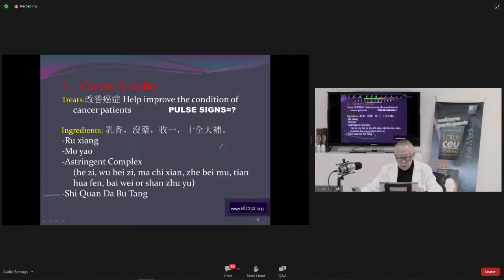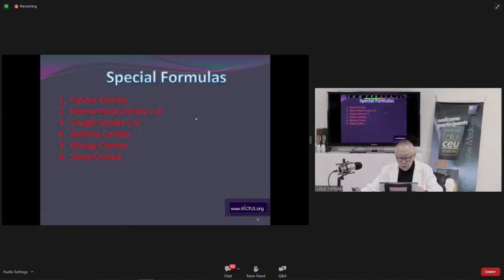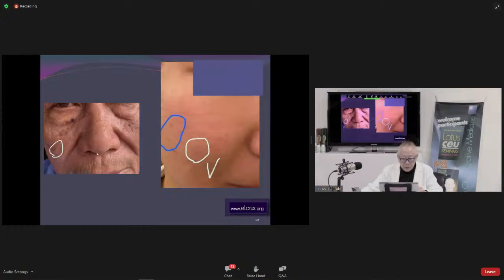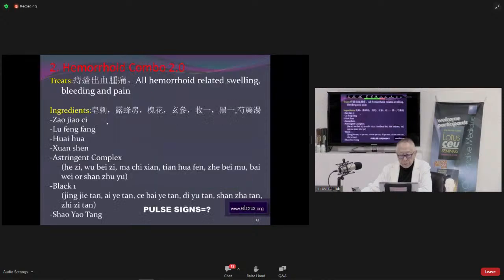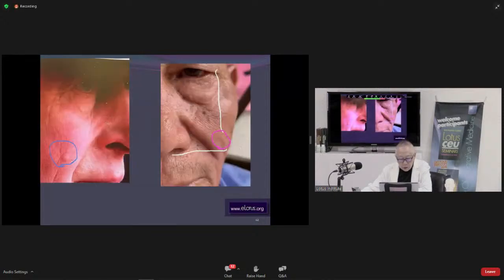So for the cancer condition it is something like this, and making the diagnosis this way is so accurate. Just look at people's faces, you will see the dark spot there and dark spot here or here. See, this is all red. This lady has confirmed cancer. The red means inflammation. This is the case. You might want to use a little astringent. And this is red too. And this is swollen. So 乳香没药 is absolutely necessary.